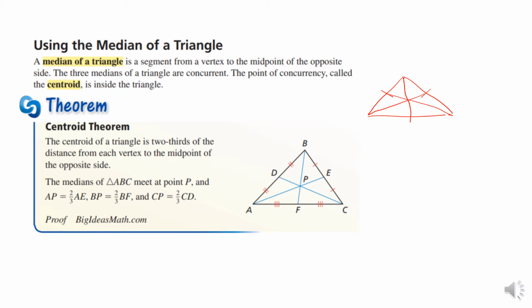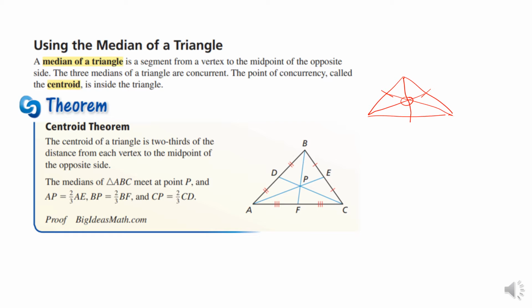There's no perpendicular lines, there's no bisected angles. It's just the midpoints connected to the vertices. So it does not cut these in half, and is not necessarily perpendicular. So remember that. That's important about the centroid, which is right there.